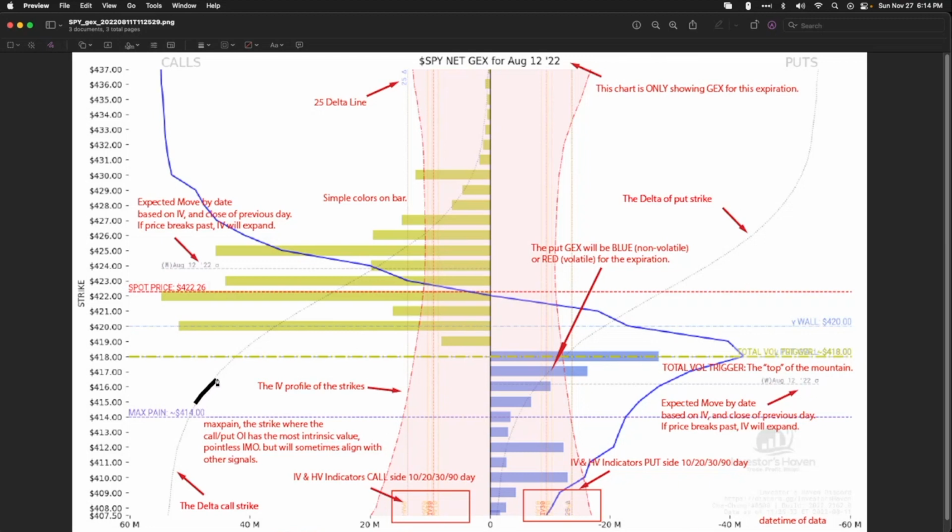This line right here. Yeah, it's hard to see. One thing you'll see with these lines is this is basically giving you the range for the day, in my opinion. And highlight the one on the put side as well.